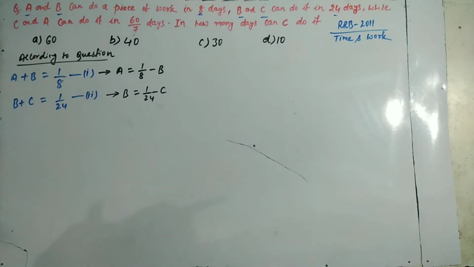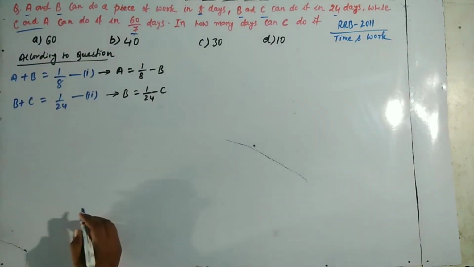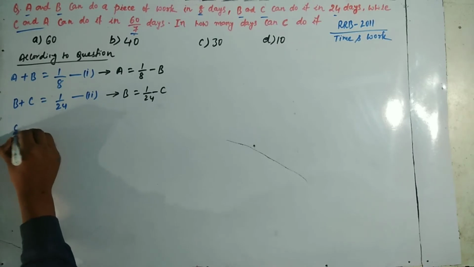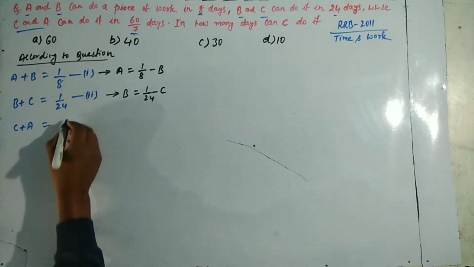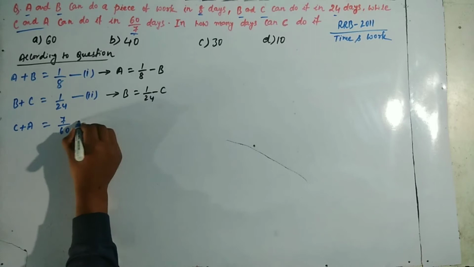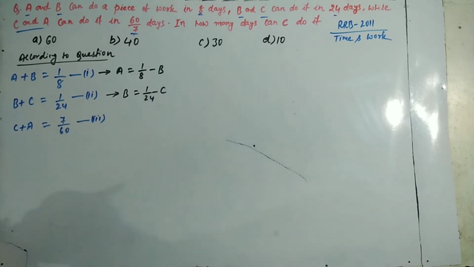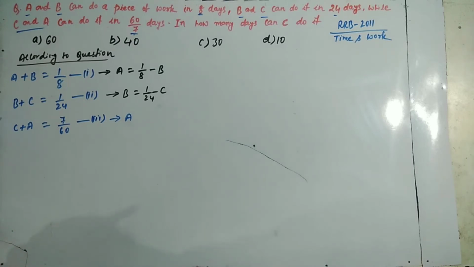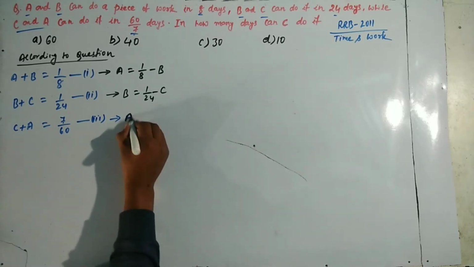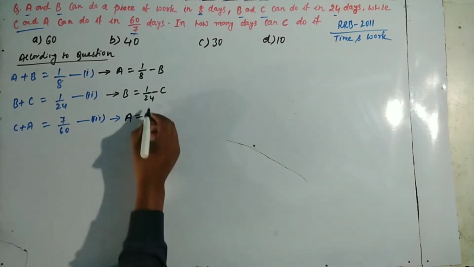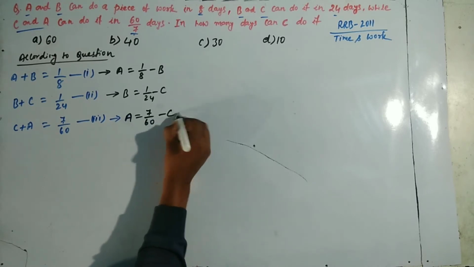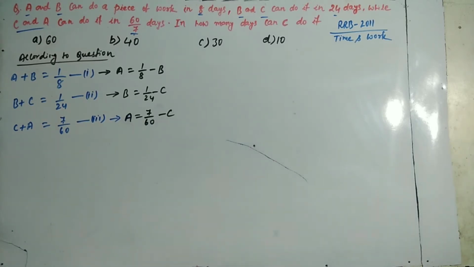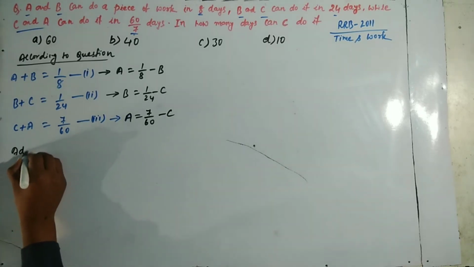Next, C and A can do the work in 60 by 7 days. So C plus A equals 7 by 60. Take this as equation 3. Therefore A equals 7 by 60 minus C. Now, the question asks only how many days C takes to complete the work.